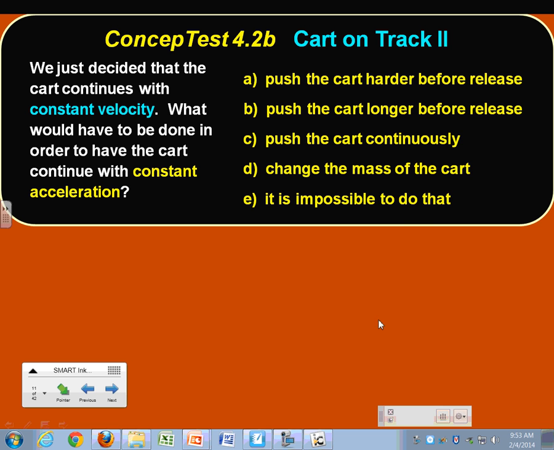All right, what would you have to do for the same cart to move it at a constant acceleration, continually speeding up? What would you have to do to the cart?